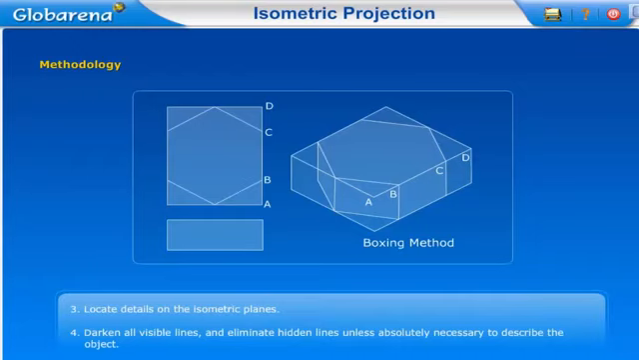3. Locate details on the isometric planes. 4. Darken all visible lines and eliminate hidden lines unless absolutely necessary to describe the object.